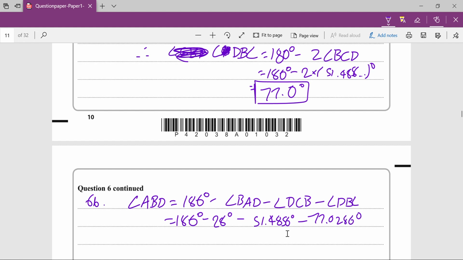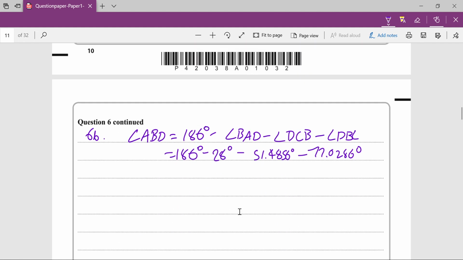Again, we want to be as accurate as possible here when we are trying to get some length to three significant figures. So this will be 180 minus 28 minus 51.4856 minus 77.0286 to get 23.4858 degrees. And of course we're not going to round that because we're going to keep accuracy until the end when we round the length we're trying to get.